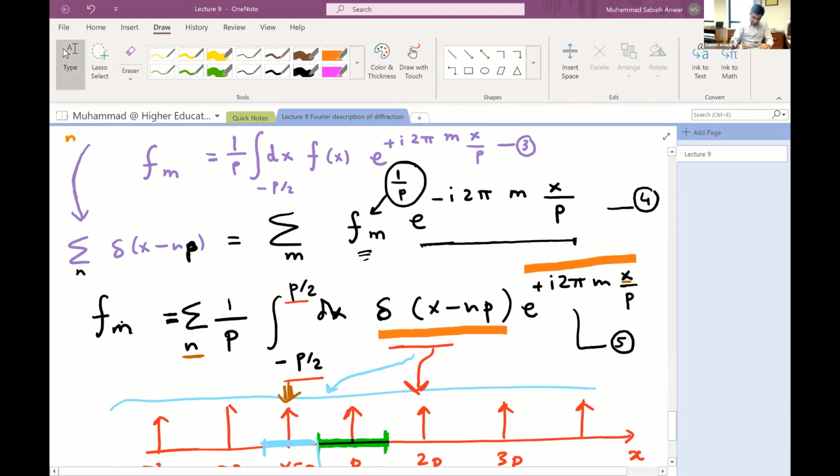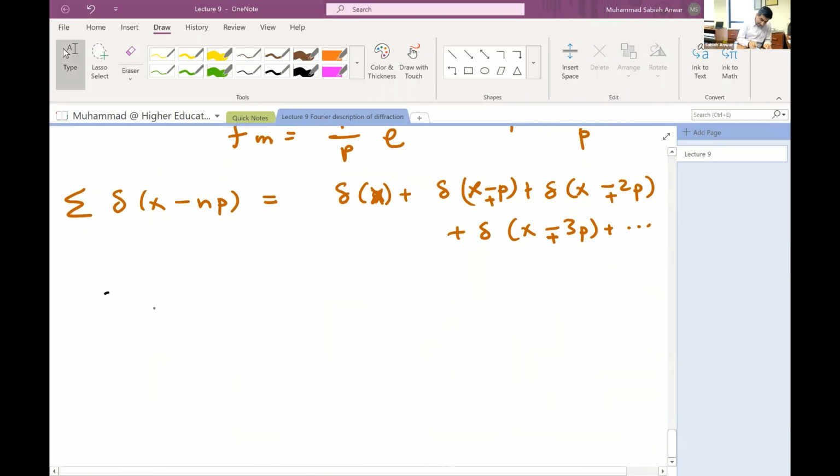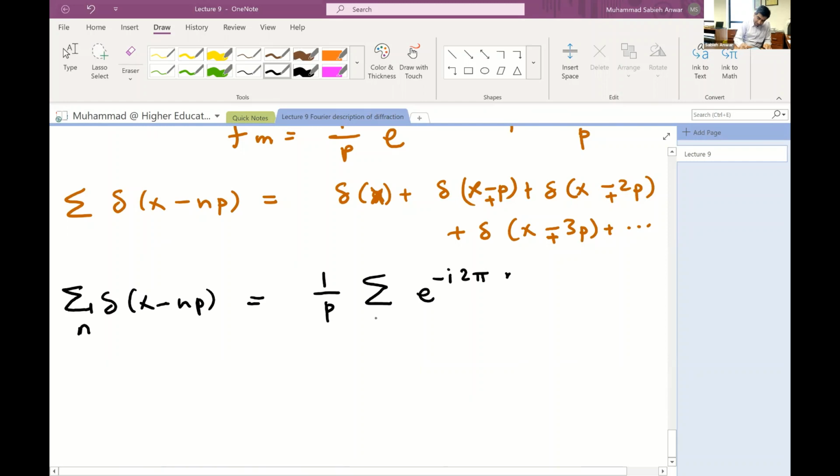And so I just simply replace f m by 1 over p because I've now found out the Fourier coefficients. So my train of pulses, delta x minus n p summed over all n, is 1 over p times the sum of e to the minus i 2 pi m x over p, because now I found out the Fourier coefficients and each one of them is equal to 1 over p. So I take p to the other side.